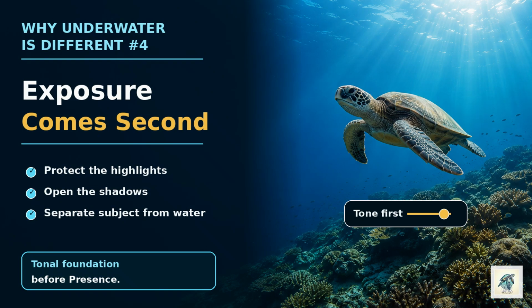Exposure comes second because tonal balance controls how detail appears. If the image is too dark, presence can make the shadows feel heavier. If the highlights are too bright, clarity or dehaze can make them feel harsh. Exposure gives the image breathing room. It protects the highlights, opens the shadows, and helps separate the subject from the water. That gives presence something useful to work with.